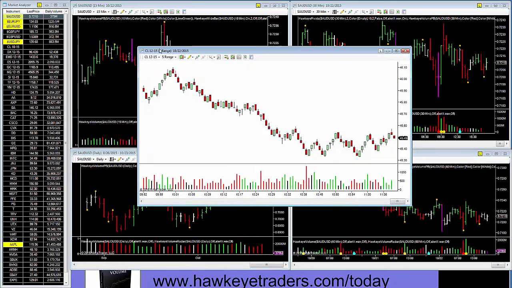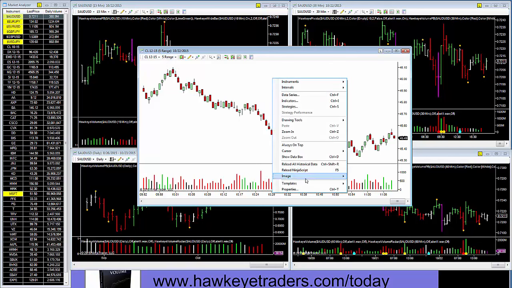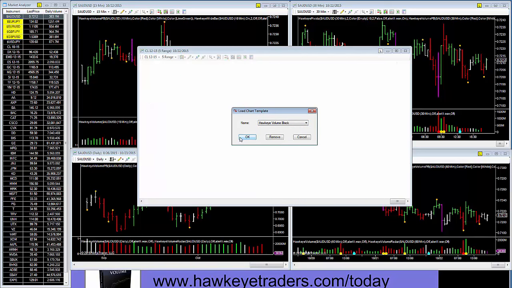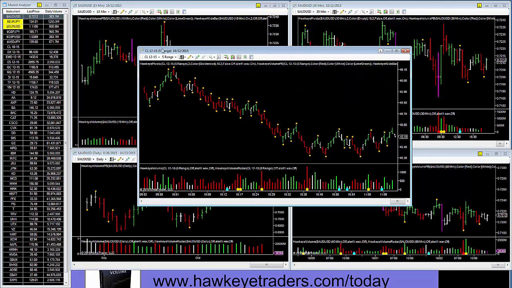So if you were to pull your charts back over, this again is a 5 range bar. If I wanted to apply a template, then I can load that template and apply that to the chart. So I go down to my Hawkeye tools, I'll look for my Hawkeye volume. I like a black background, so I'll assign that to black, and then you can see that I have a 5 range bar with bars that are colored with the Hawkeye volume.